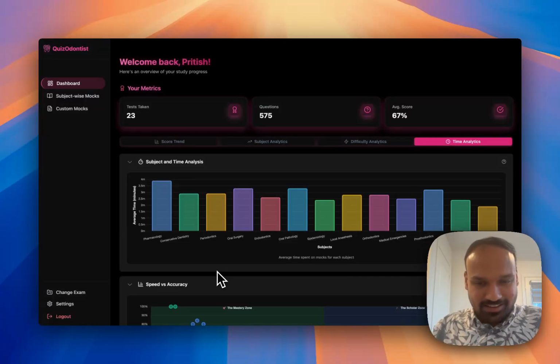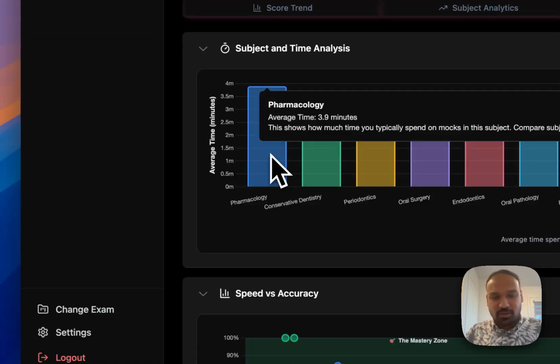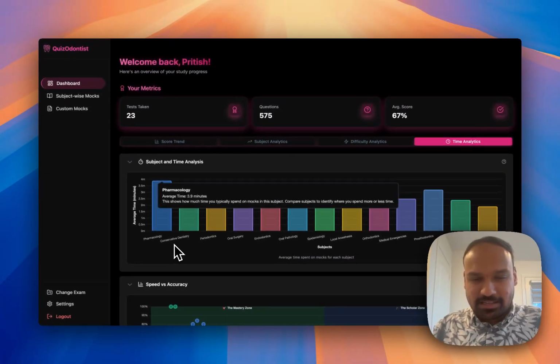This is your hesitation finder. It reveals your cognitive friction. A long bar means that subject is causing you to hesitate and second guess. It isn't a speed problem. It is a knowledge fluency problem. The only way to shrink that bar is to go back to the fundamentals and practice that subject until the recall is instant.